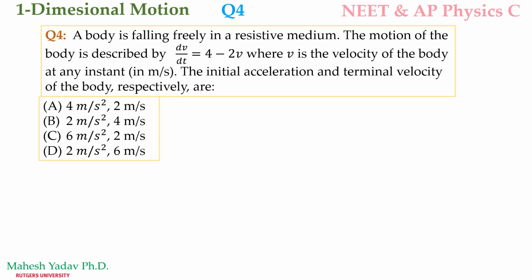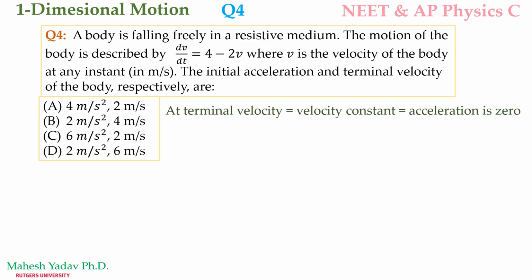To solve this, we know at terminal velocity, the velocity is constant, or the acceleration is 0. Acceleration is dv by dt, which is given. Hence, we have this relation to be 0. And we solve the algebra and get terminal velocity equals 2 meters per second.